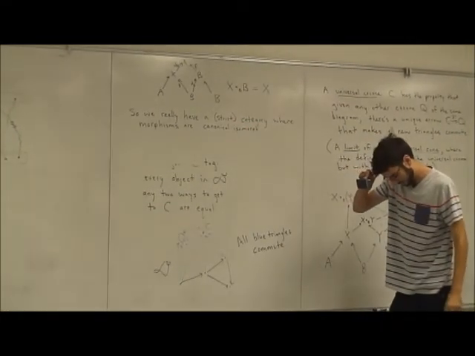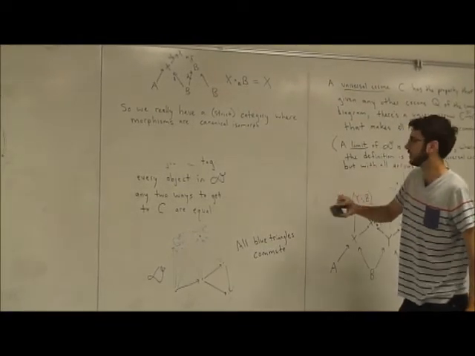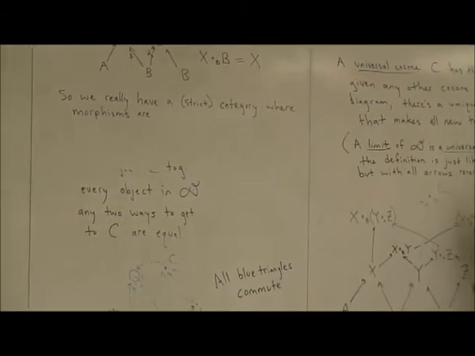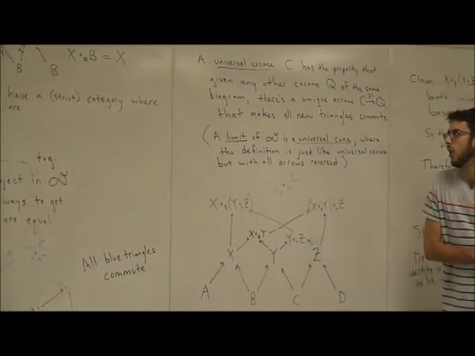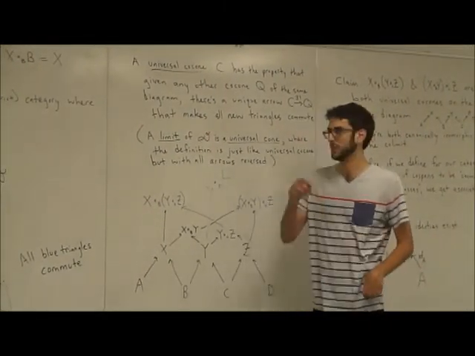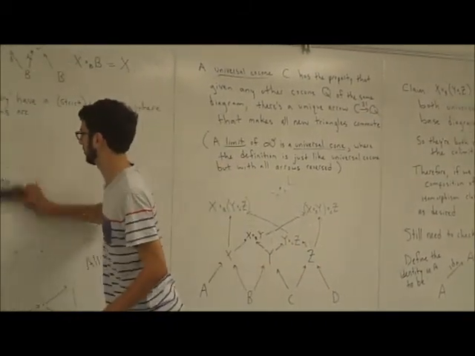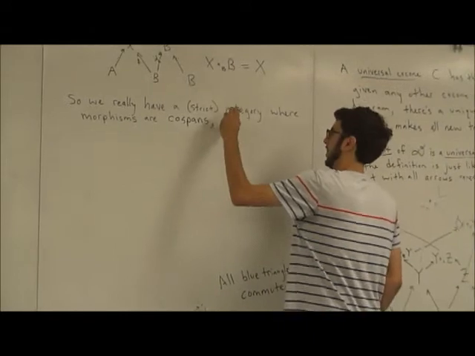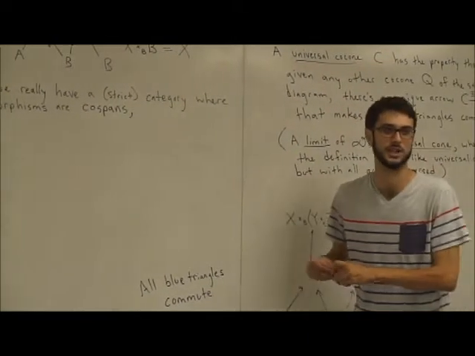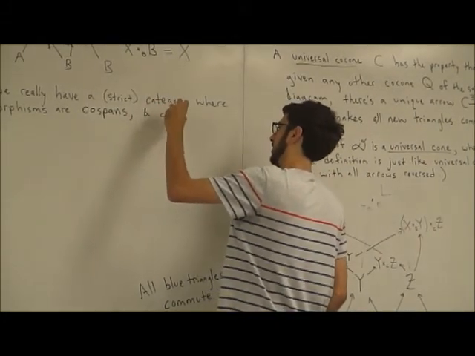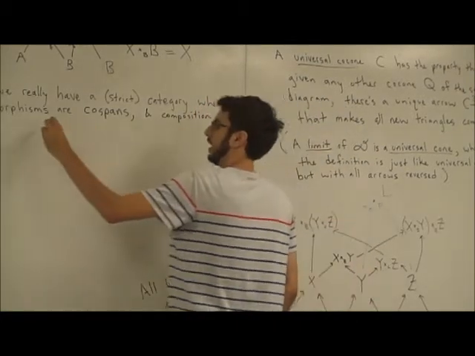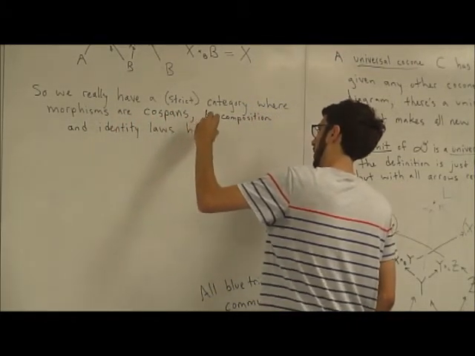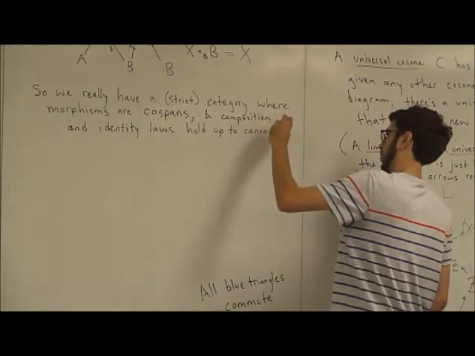Actually, sorry. It's not that we want to treat all our morphisms as isomorphism classes here. It's just certain things that we're calling isomorphism classes. So morphisms are cospans, but it's composition that's defined up to canonical isomorphism classes. So composition and identity laws hold up to canonical isomorphism.